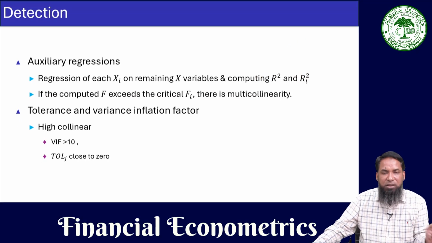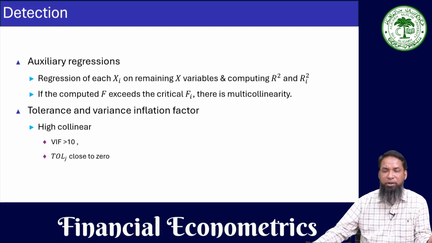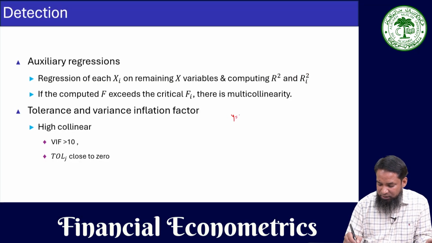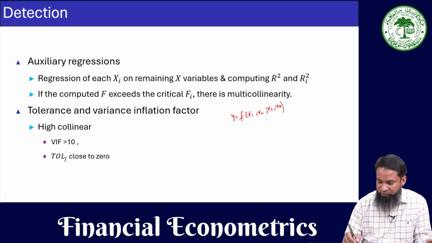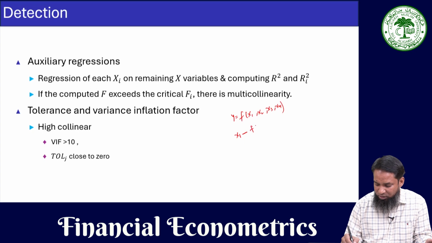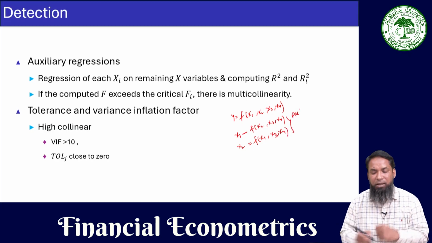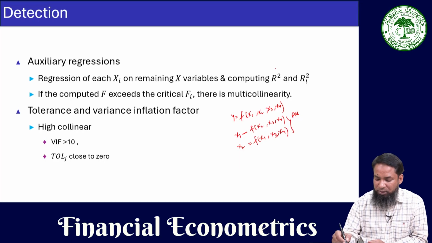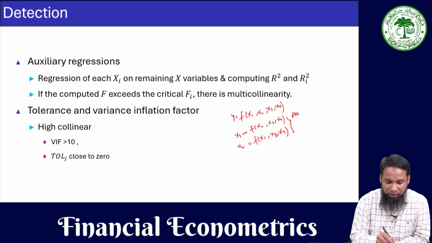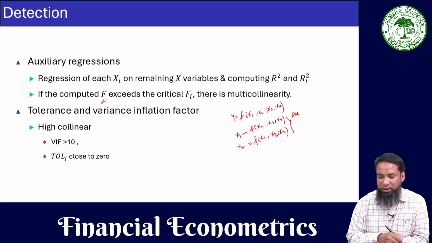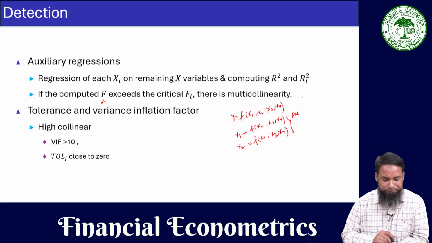Or we can use the concept of auxiliary regression. Basically, let us say y is a function of 3 or 4 variables. Then we regress x1 on x2, x3 and x4. Similarly, we regress x2 on x1, x3 and x4, and these are known as the auxiliary regressions. In such cases, if we get a high computed R square and the computed F exceeds the critical F, there is the presence of multicollinearity.